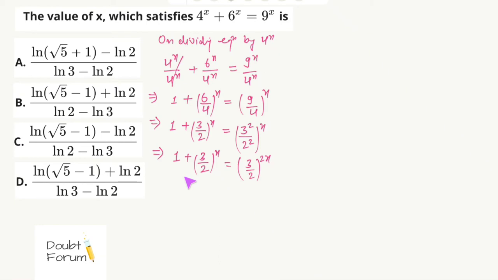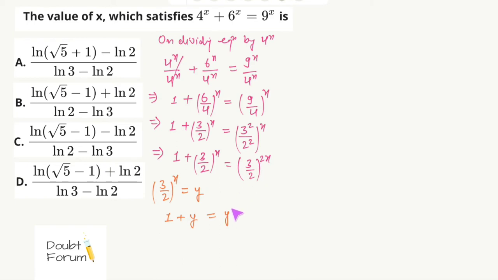Now we have to make this equation in the quadratic form. So we will assume that this is representing a variable and we are naming this variable y. So I will write (3/2)^x, and I am assuming this to be y. Putting (3/2)^x as y, we can convert this equation into a quadratic form. So this equation will become 1 plus y.